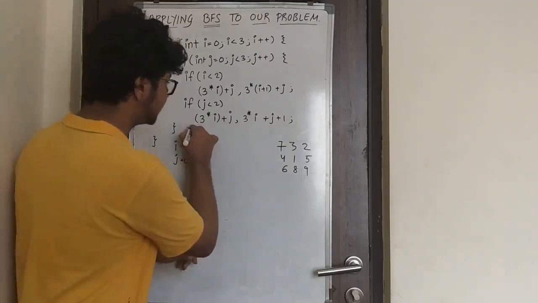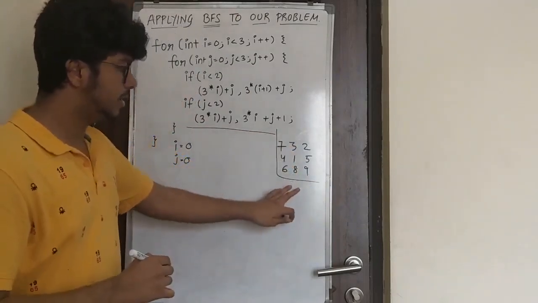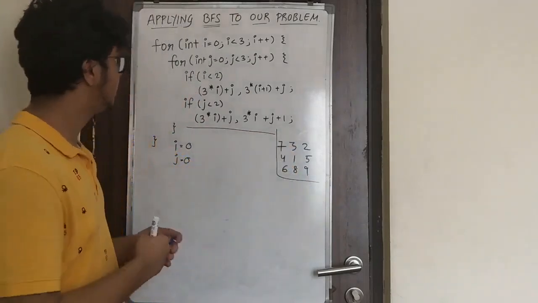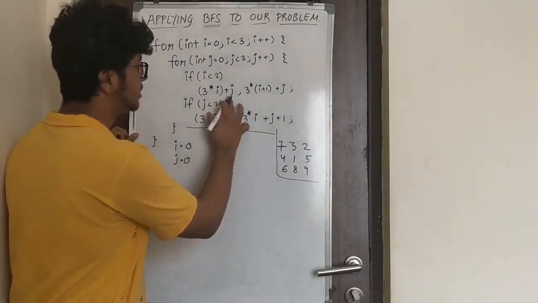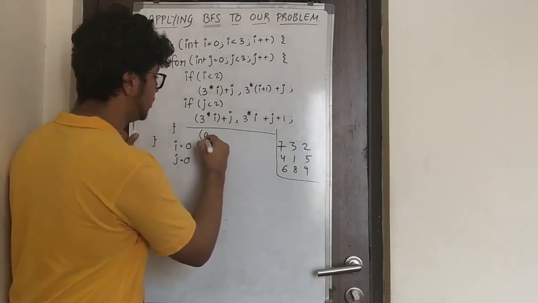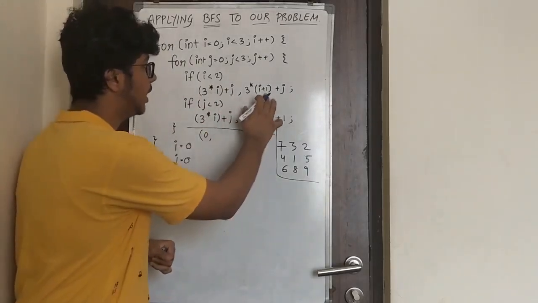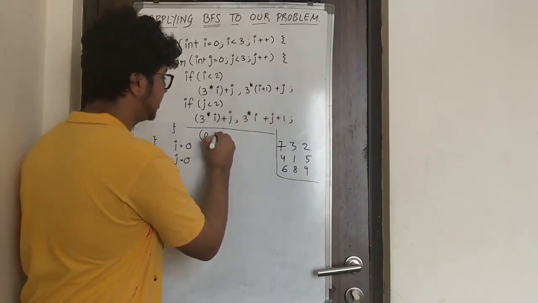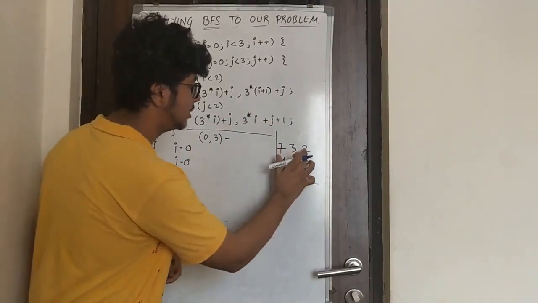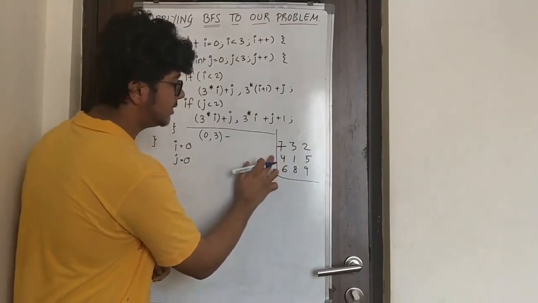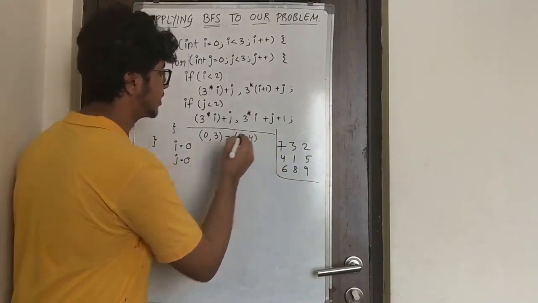So let's analyze this problem first. Now this is our puzzle. This is just an example puzzle. I and j are 0. If you start, 3 into 0 is 0 plus 0 is 0. And 3 into 1 is 3, plus 0 is 3. So this is our first indices. So 0, 1, 2, 3. 0 and 3. Yes, they can be swapped. So here we have 7 and 4 which can be swapped.